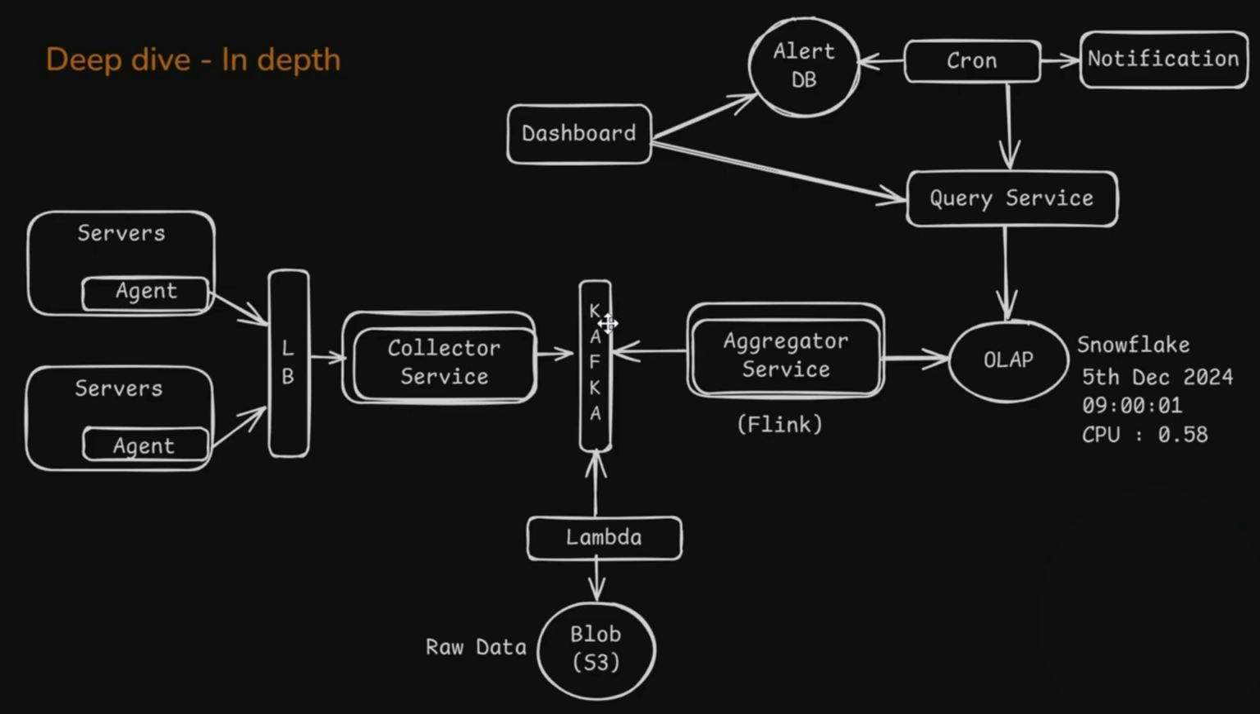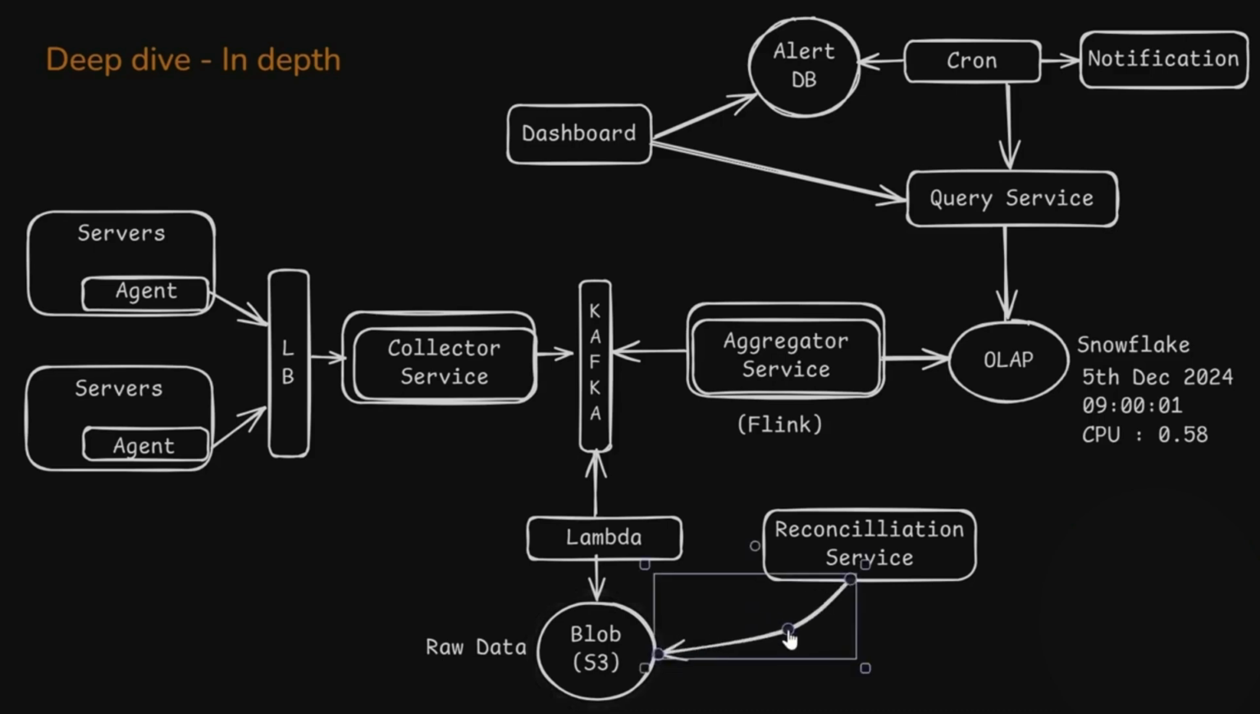So as a backup on this kind of a system where these aggregations are happening in real time from these Kafka messages, we also need to think about the reconciliation process. So we can introduce the reconciliation service, which periodically gets the data from the S3 bucket and does a reconciliation back to this OLAP database.